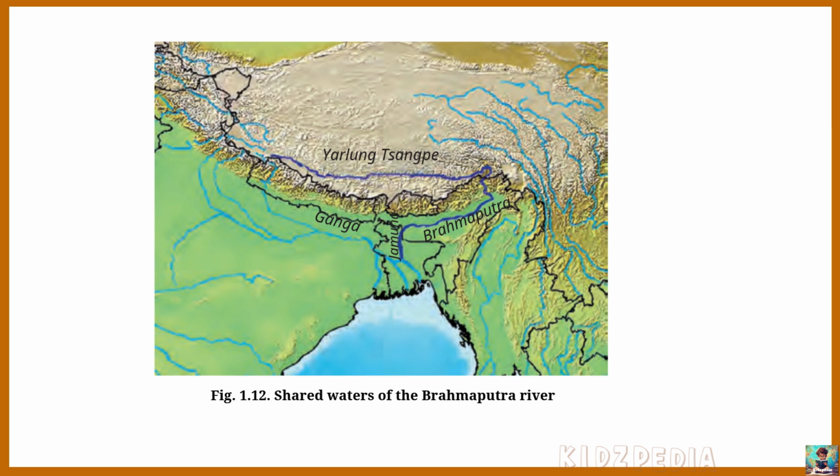Figure 1.12, Shared waters of the Brahmaputra river. The Brahmaputra river flows through different countries, so its water is shared by many people. It begins in China, flows through India and then enters Bangladesh before joining the sea. Because many people share the river, countries must cooperate and manage the water carefully. If one region pollutes or overuses the water, other regions downstream can also be affected.